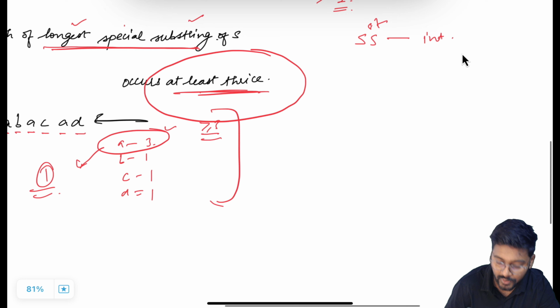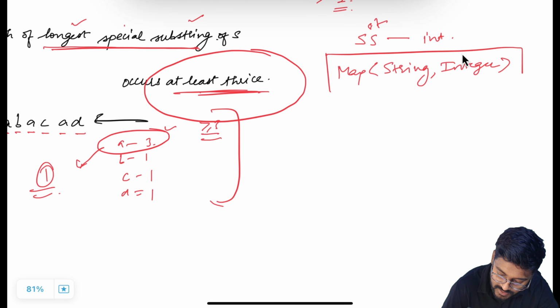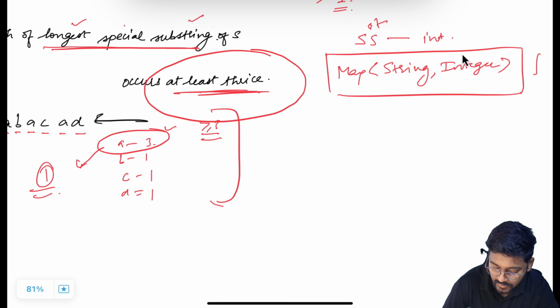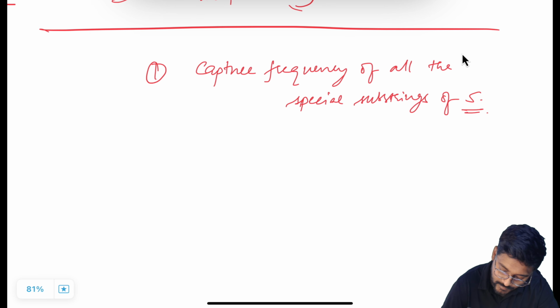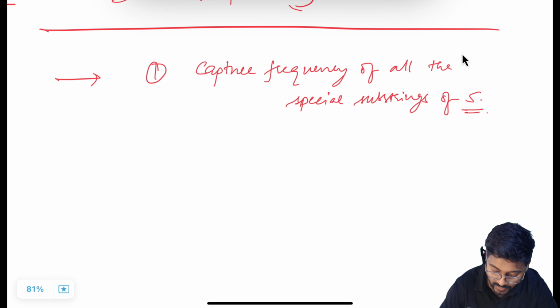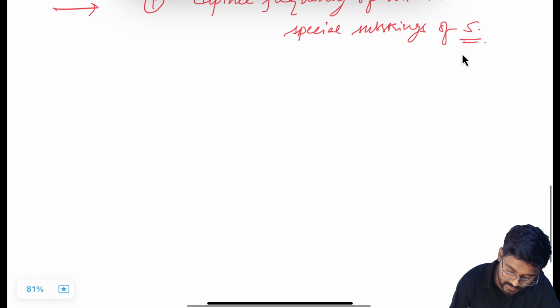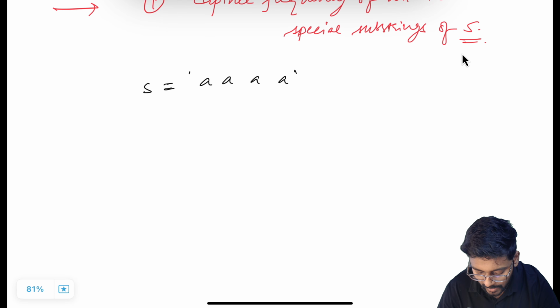I can take a map of it: a map of string and integer to capture the frequency. Frequency map. And what is this string? This string is all the special substrings, and a special substring is one which has only 1 character. So I will be capturing the frequency of all the special substrings of S. Let's take the same example. We have AAAA as our string, and I need to first get all the special substrings.